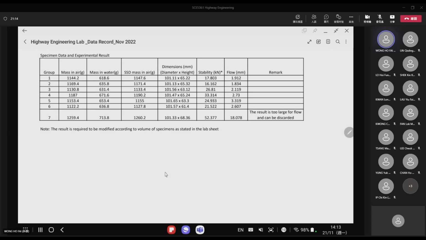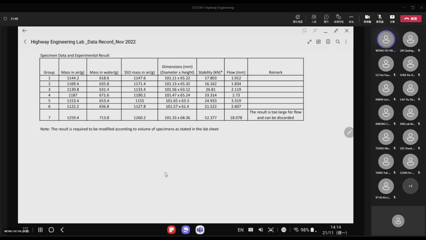Now for here, as you can see, we have group 1 to group 7. For group 7, I have a remark: the result is too large for flow and can be discarded. So you may just use group 1 to group 6 data for your analysis and your design. You may ignore the group 7 data, or you may also put it there and say that the result is too large and can be discarded, okay?